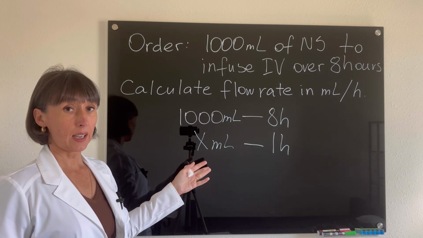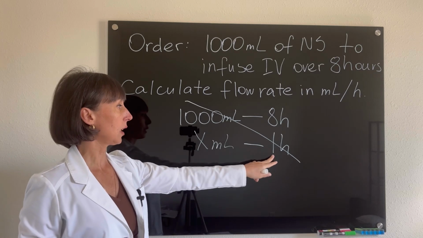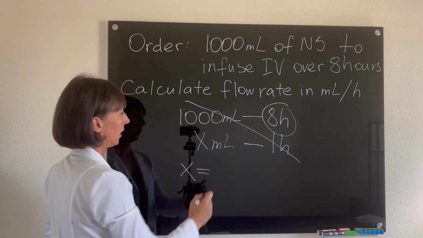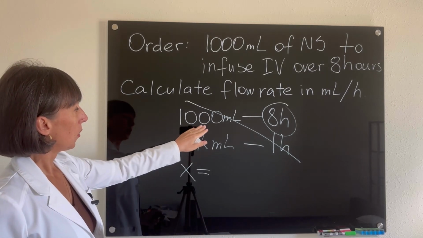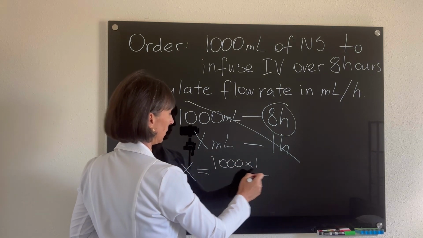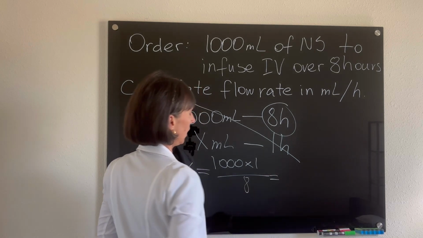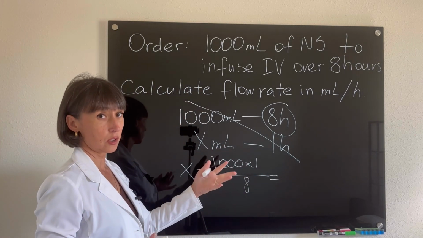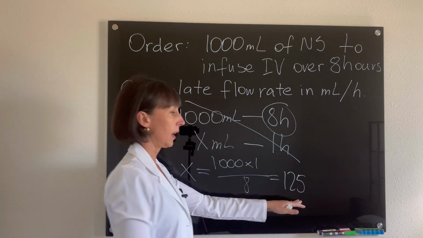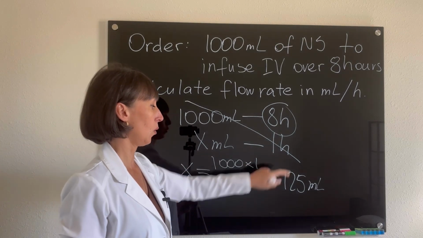And now we're finding a diagonal that has two numbers. There it is. We're going to multiply these two numbers and divide by the third one. X equals 1000 times 1 divided by 8. 1000 times 1 is just 1000, divided by 8 gives us 125 milliliters, and that's milliliters in 1 hour.